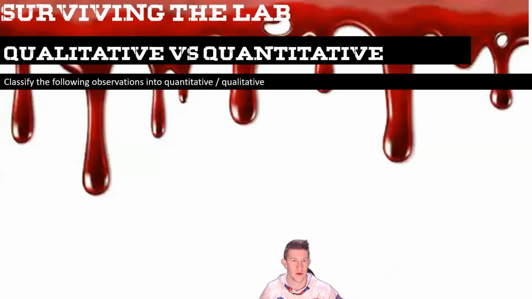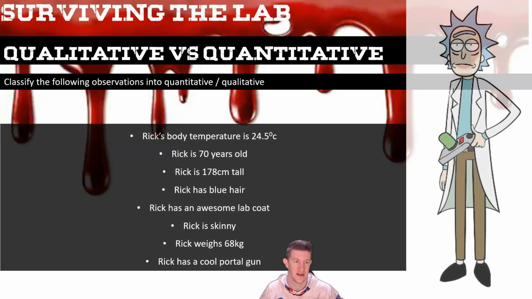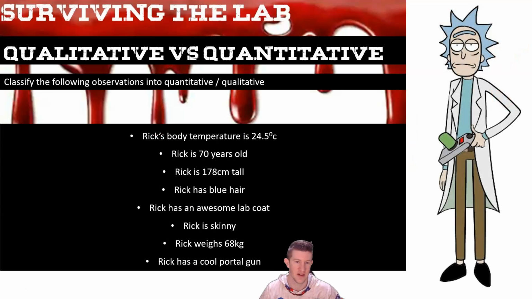If we're comparing the two, I want you to compare these statements and say whether they are quantitative or qualitative. In these examples, I've got: Rick's body temperature is 24.5 degrees Celsius. Rick is 70 years old. Rick is 178 centimeters tall. He has blue hair. He has an awesome lab coat. Rick is skinny. Rick weighs 68 kilograms. And Rick has a cool portal gun. Pause the video, chat with your table about which one these would classify into, and in just a second, I will give you the answers.